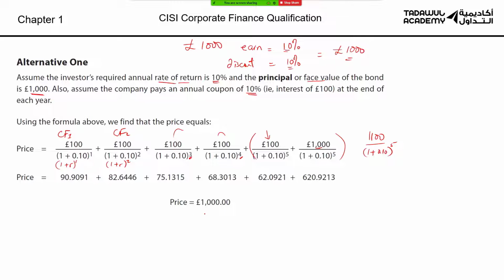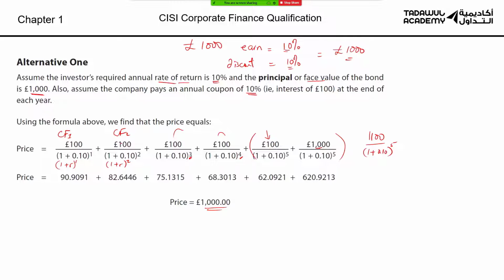This tells you that roughly the price of the bond is £1,000 because this is the expected value of the future cash flows. For many investments, for many projects, the value of that investment is the present value of the sum of the expected cash flows.